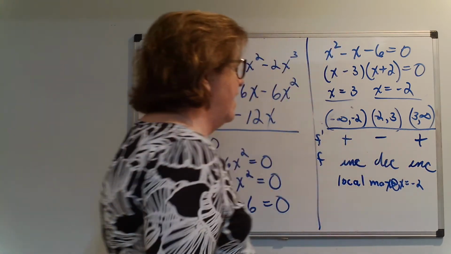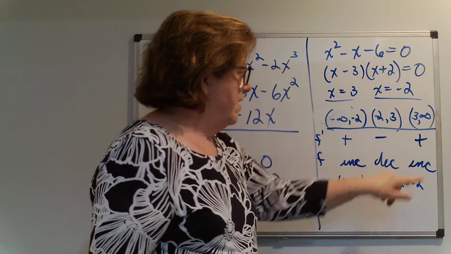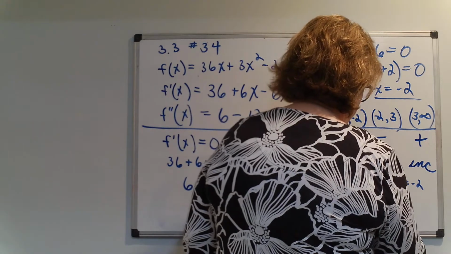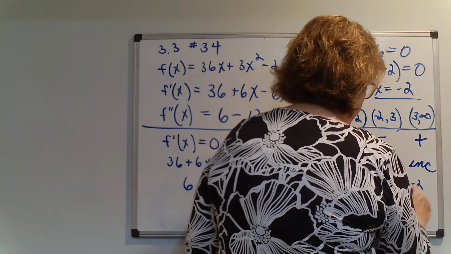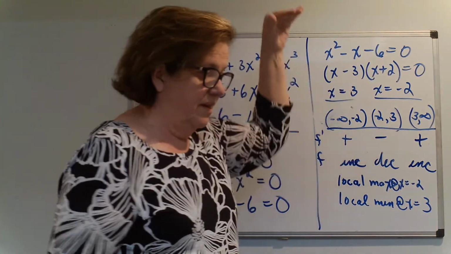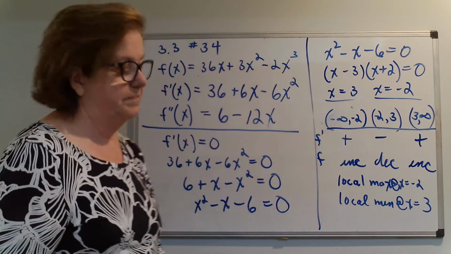So I'm saying at x equal to negative 2, I have a local max. Here, at 3, I have a local min at x equal to 3, because I go from decreasing to increasing. So that's got to be a minimum.